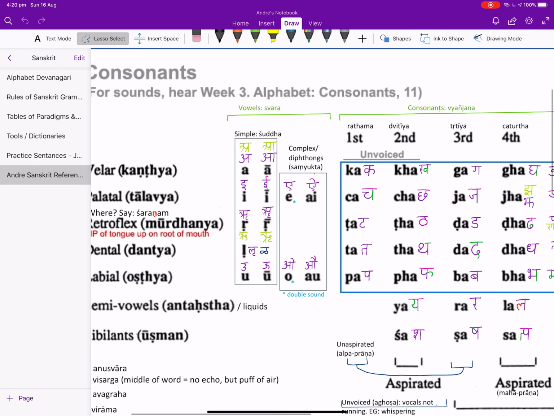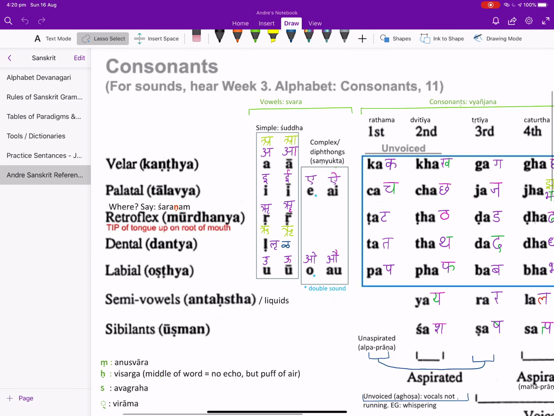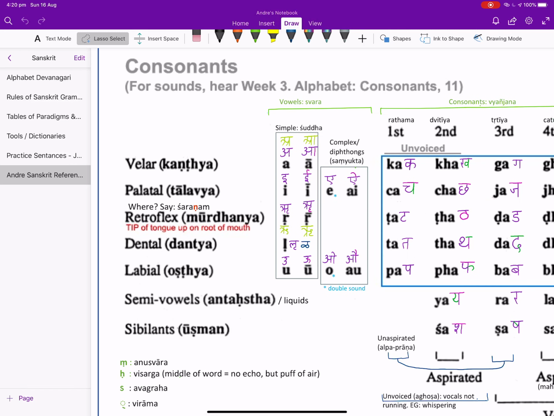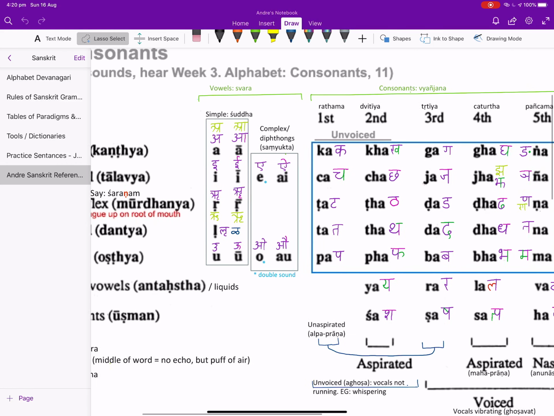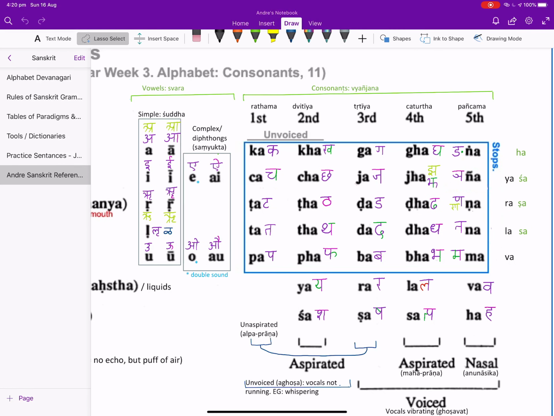Now you're probably saying all sounds come from the throat. Well, what I mean to say is most of the sounds are focused in the throat. That means less mouth is involved.